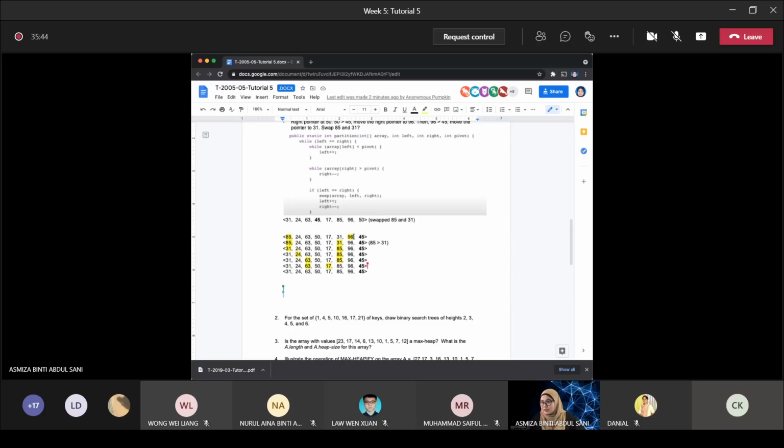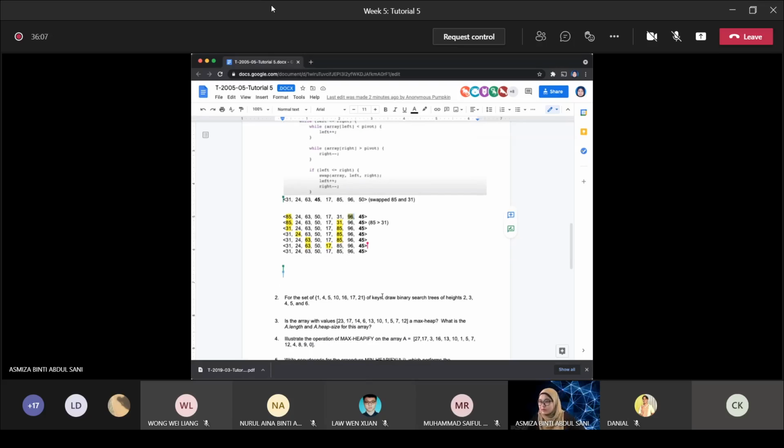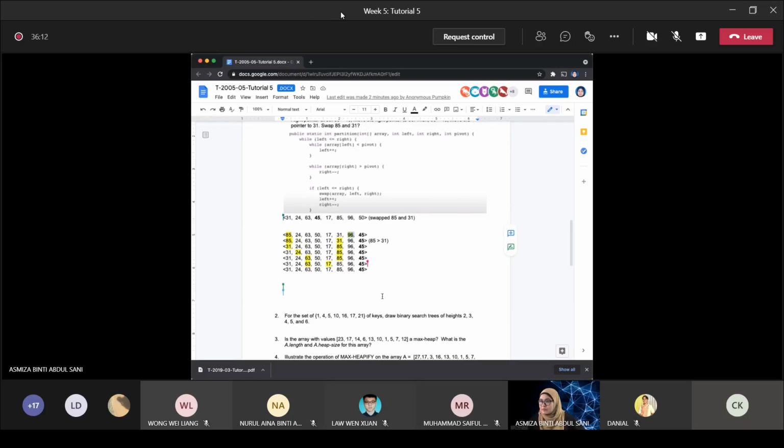So now 96 is going. Why are you swapping? Left is smaller than right. Swap array left, right. Now I'm confused. Can someone switch on your mic and try to run this? So left, right. I think I'm missing something here. What is the swap function here?